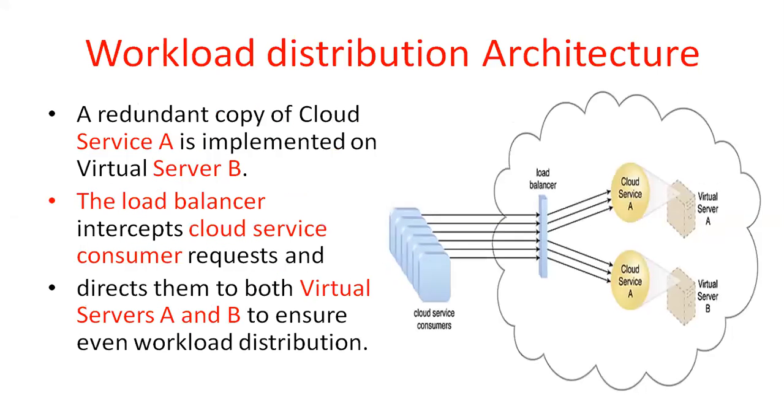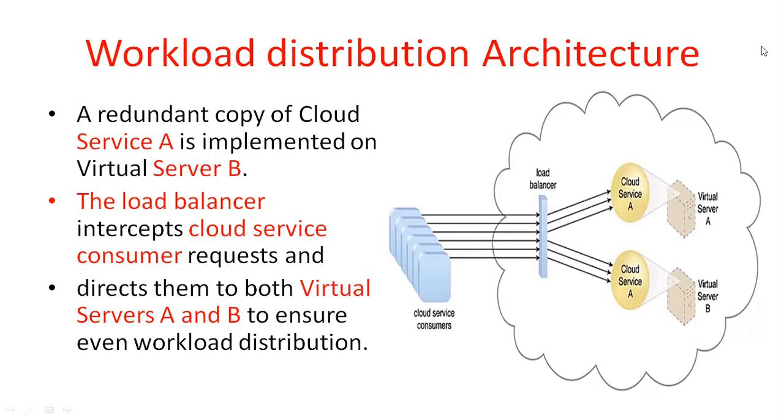In particular, in the right side diagram, the redundant copy of cloud service A is implemented on a virtual server B. Here we have different services, service A and service B, and the corresponding servers, virtual server A and virtual server B, and then there is load balancing. That means there are different tasks, and these tasks are managed by the load balancer. The main aim of the load balancer here is the distribution of different tasks.